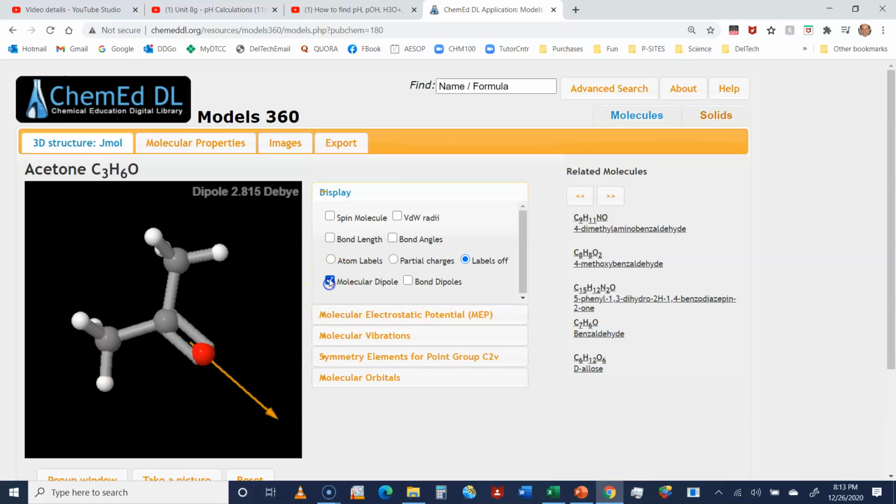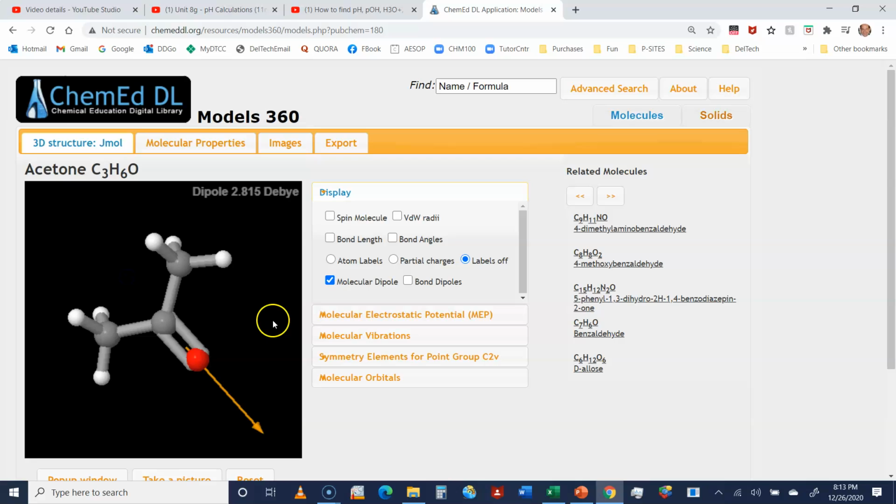You can mention that there's a big molecular dipole, which means that the molecule is polar and therefore probably pretty soluble in water. And if you've ever worked with acetone, you would find acetone in mixtures like nail polish remover, and nail polish remover will mix with water. Acetone is very soluble in water. So these are the kinds of things you would look at.